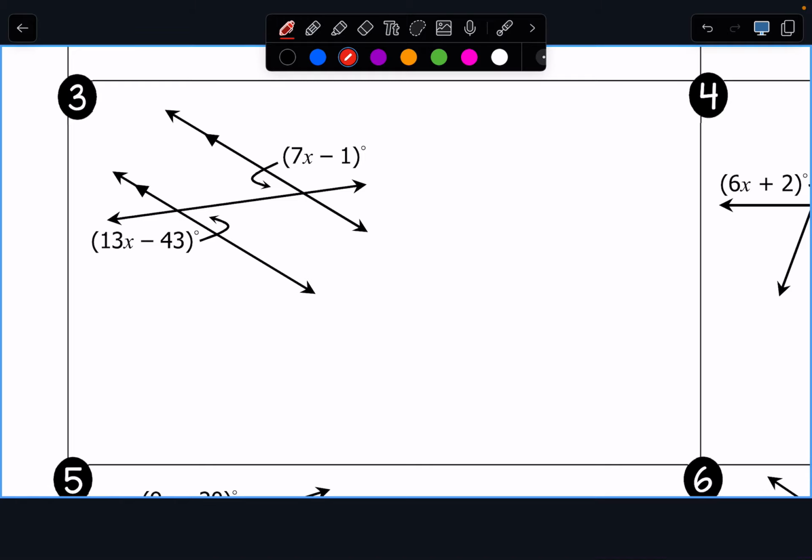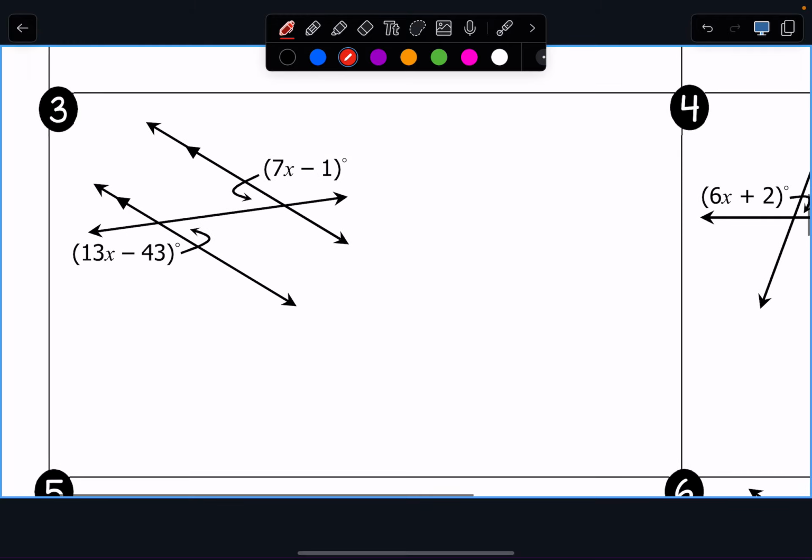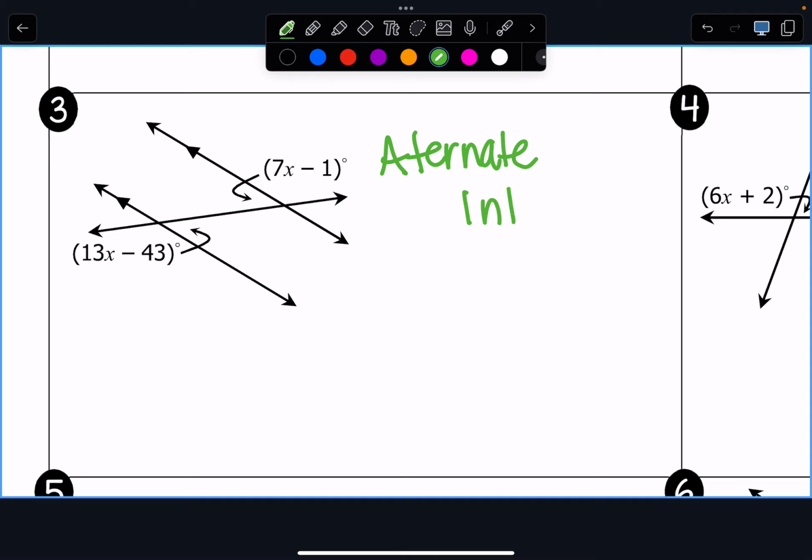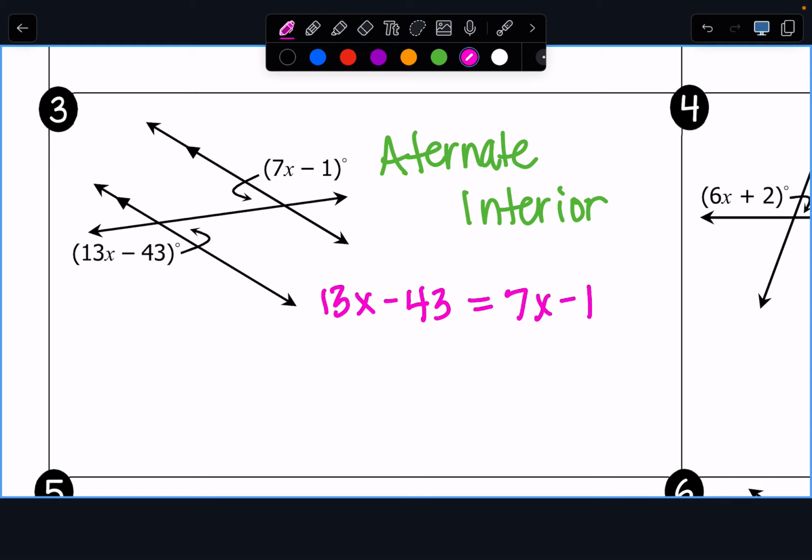Number 3. Aubrey, what kind of angles are those? Alternate interior. Alternate interior angles, okay? We have 2 angles. They're both inside. They're on opposite sides of our transversal. If we have alternate interior angles, we know that those angles are the same. So we can say that 13x minus 43 equals 7x minus 1. Why would you, so which number, so I have a good question.